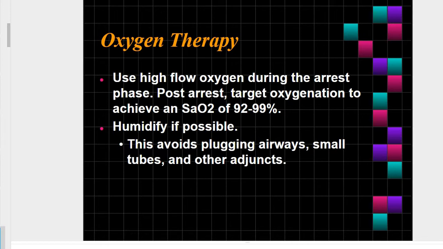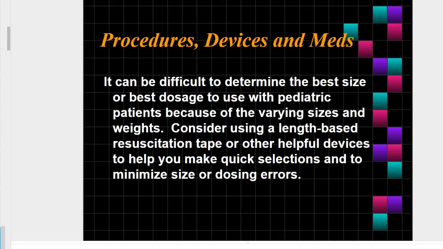Use a humidifier if at all possible. I know that's harder on arrest, but post-arrest that's even more important. This will help keep the airways from drying and plugging and creating even more issues. Also use smaller tubes or the appropriate size tube, and use other airway adjuncts. If the child has altered mental status or is comatose, using an appropriately sized nasal airway or oral airway is very beneficial when trying to keep an airway open.